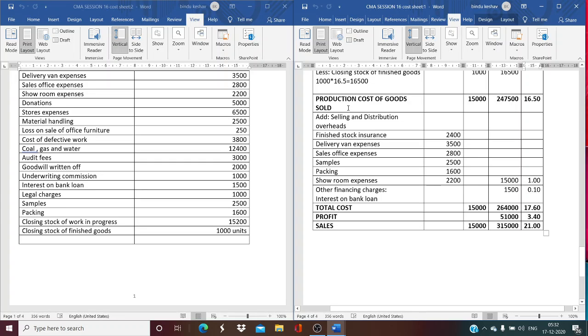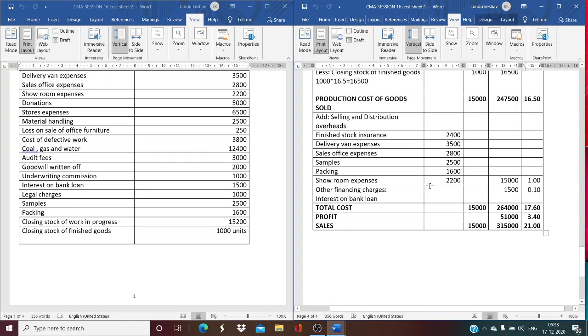Now, to the production cost of goods sold, selling and distribution overheads are added. So finished stock insurance 2,400, delivery van expenses 3,500, sales office expenses 2,800, samples 2,500, packing 1,600, showroom expenses 2,200. All these are the indirect materials, indirect labor and indirect expenses incurred for the purpose of selling and distribution. So the total is 15,000. Per unit cost is 1 rupee. Now, other financing charges: interest on bank loan, which is 1,500, and the per unit is 0.10.